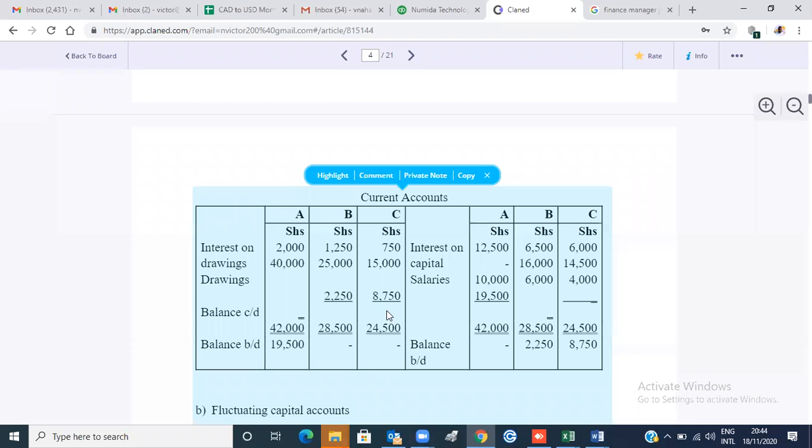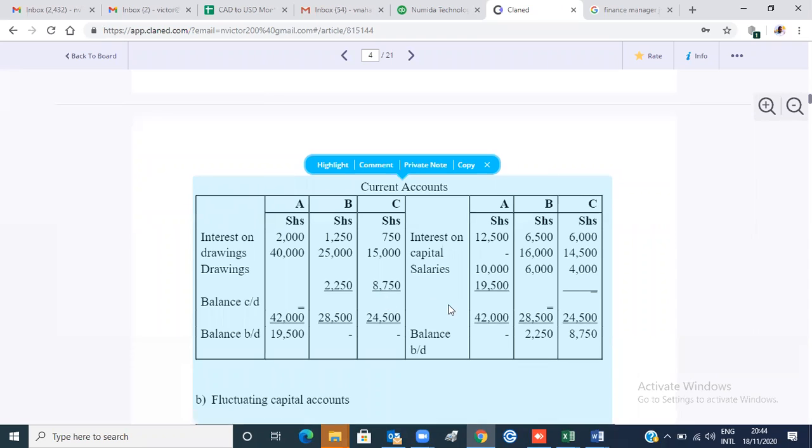Okay, good. So then we do what? We balance. So the balancing off is really the normal one. If you remember from our financial accounting balancing of ledgers, you add the sides, see the side which is greater, and then you have a balance carried down, a balance brought forward.